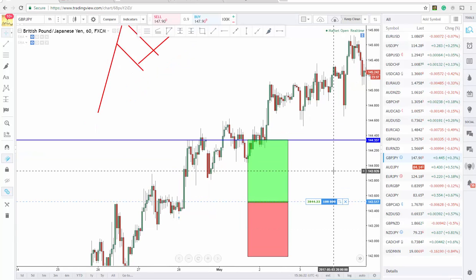So I just wanted to share those two trades with you guys. I hope you got some value out of this video. I hope it helped you to understand how to better read structure before placing trades.